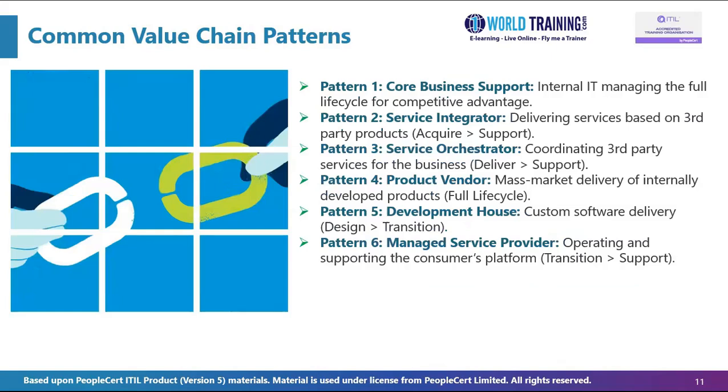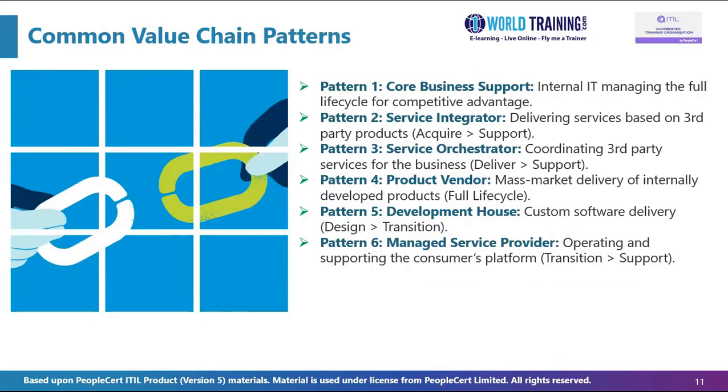Common value chain patterns. 6 patterns to know. Pattern number 1, core business support. Internal IT, full life cycle for competitive advantage. Pattern number 2, service integrator, delivering services based on third-party products, so acquired through support. Pattern 3, service orchestrator, coordinating third-party services, delivered through support.